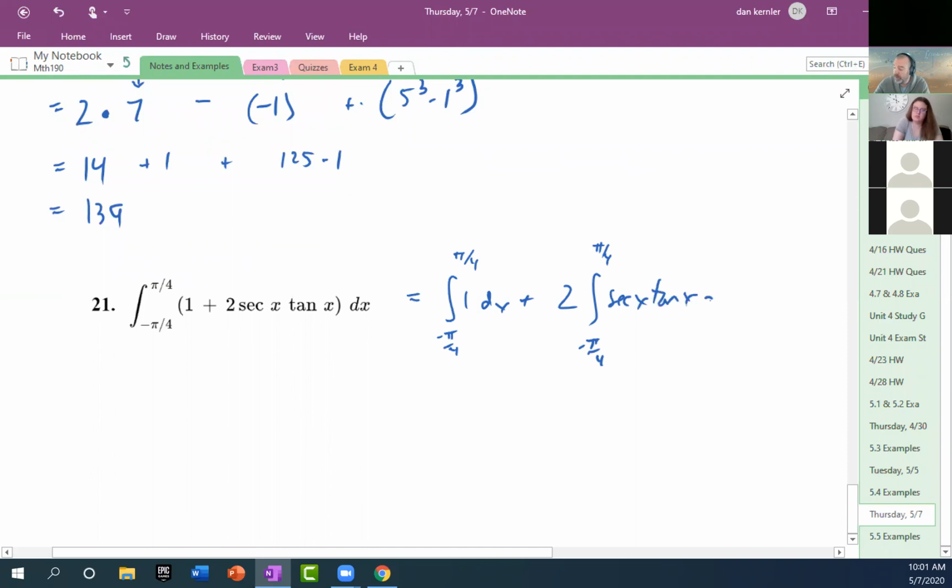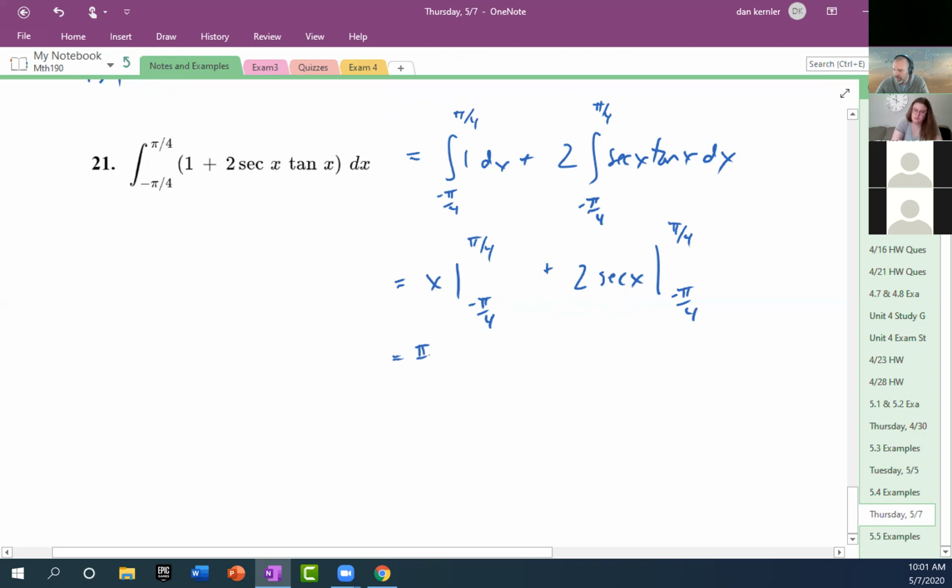I think what you mean is, yeah, I know what you mean. So it just becomes secant of x. Yes. Right. From negative pi over 4 to pi over 4. Yes. And then what about the 1? The 1 turns into an x from negative pi over 4 to pi over 4. Yeah, everything looks great. So that becomes 2 pi over 4, correct? Right, because it would be pi over 4 minus negative pi over 4. Yep.